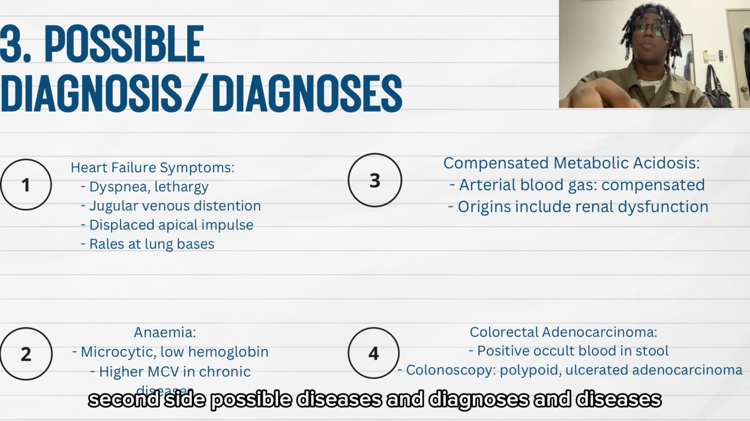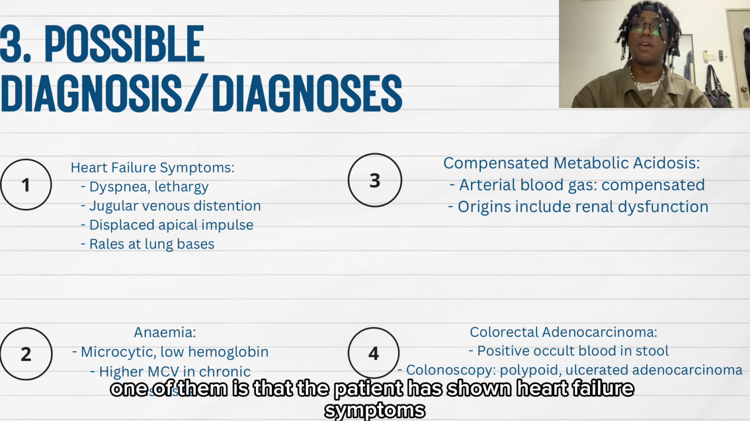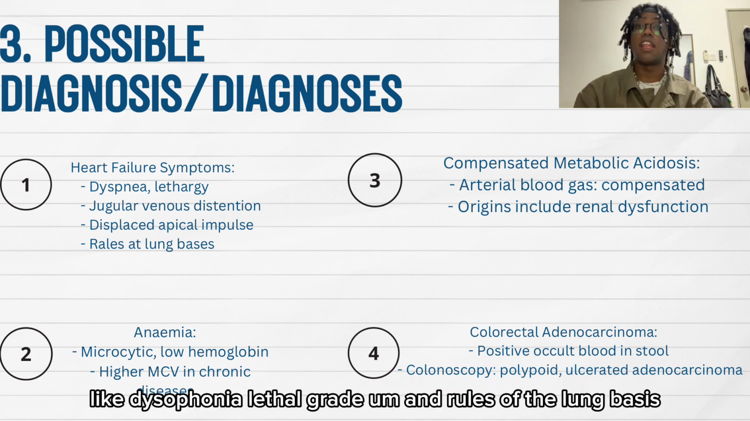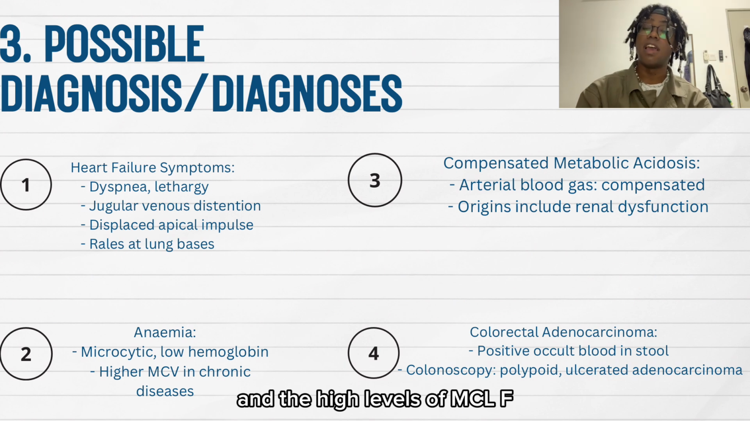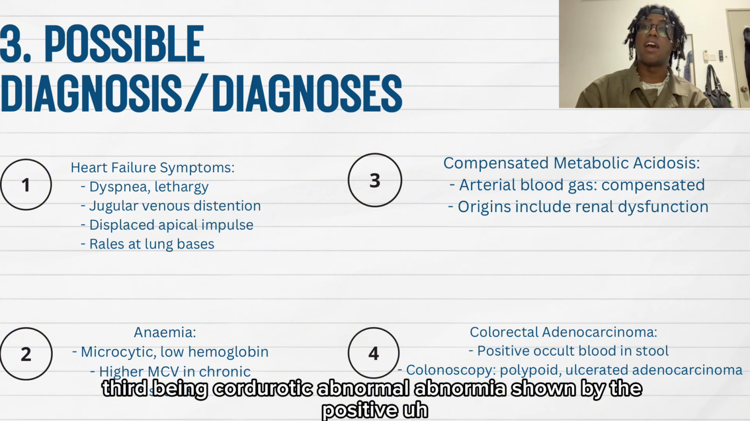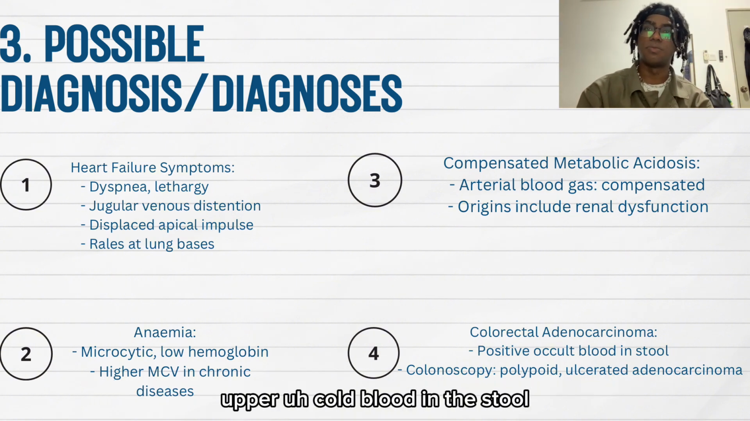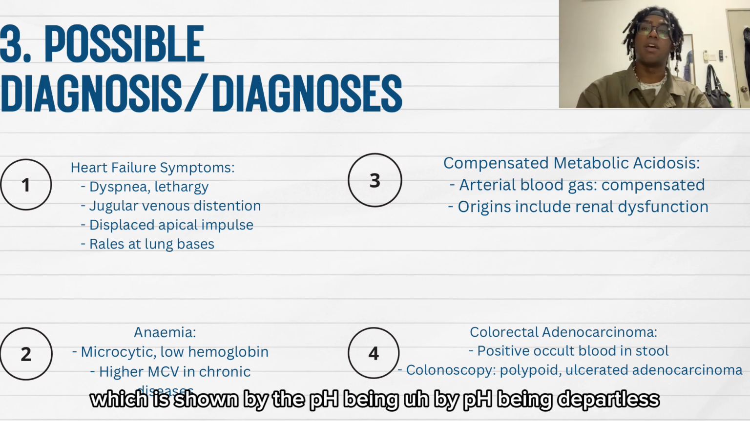Second slide: possible diseases and possible diagnoses. The possible diagnosis of disease in this case could be, one of them, that the patient has shown heart failure symptoms like dyspnea, orthopnea, and rales at the lung bases. Secondly is anemia, which is shown by the low levels of hemoglobin in the blood and the higher levels of MCV. Third being gastrointestinal abnormality, shown by the positive occult blood in the stool. Lastly, compensated metabolic acidosis, which is shown by the pH being imbalanced.